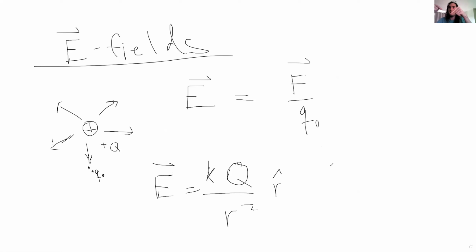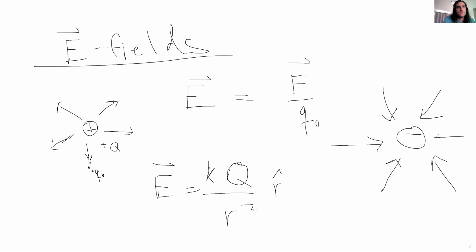So the vectors are pointing inward towards the charge. For a minus charge over here, the electric field vector is coming in radially like so. Out for plus, in for minus.